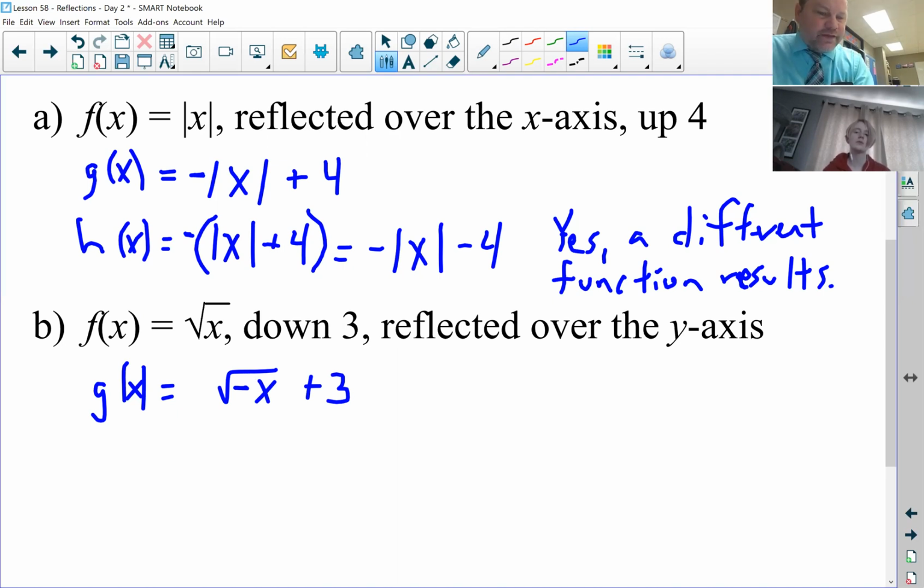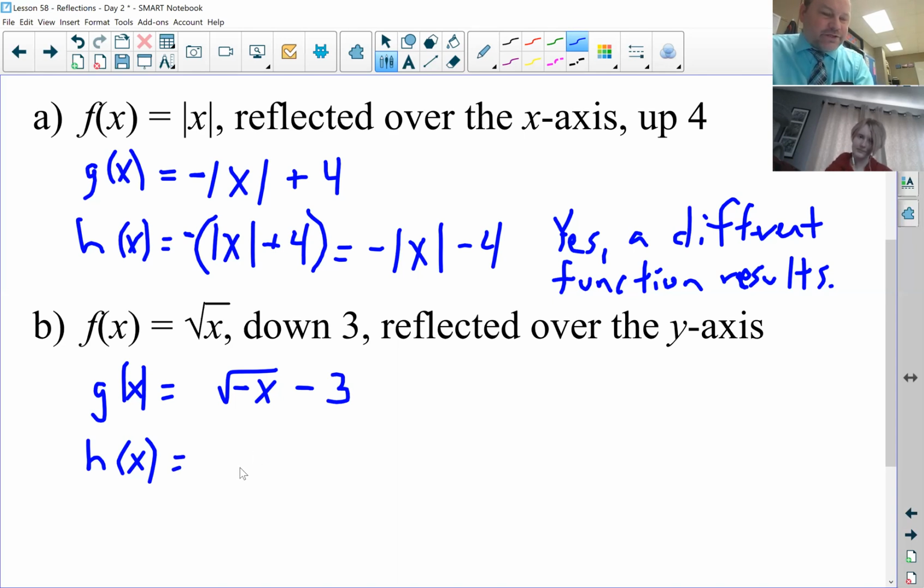If I do them in the opposite order, now see, you guys let me mess that up. What are you thinking? What am I thinking? Maybe that's the question. Down 3, right? Should be -3, not +3.